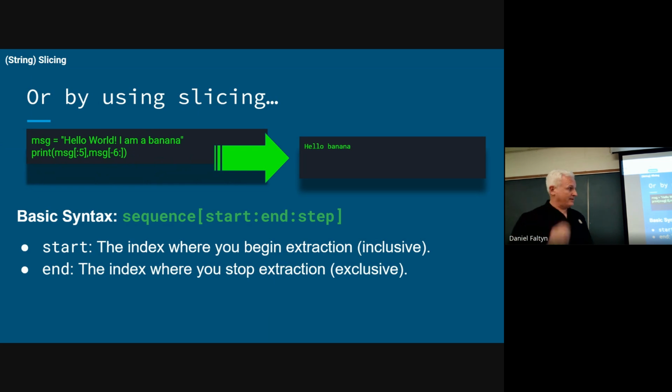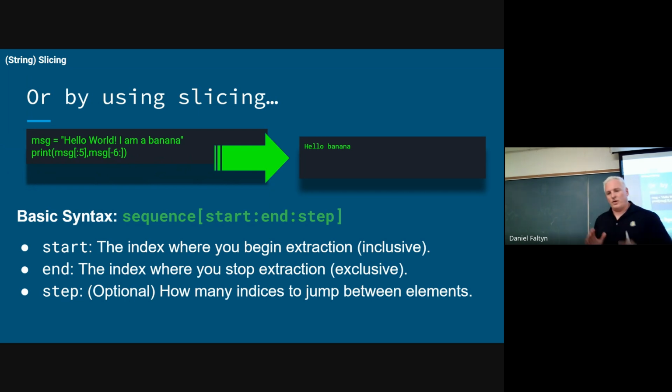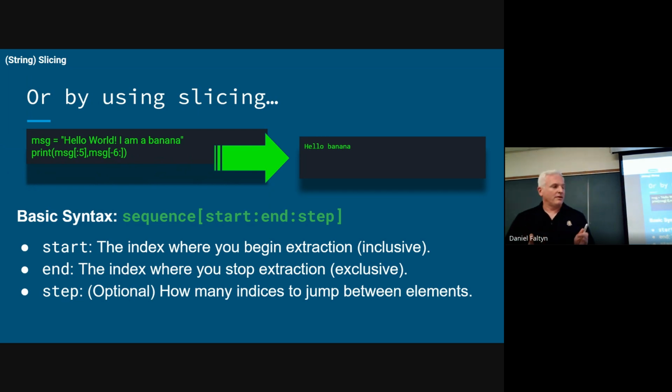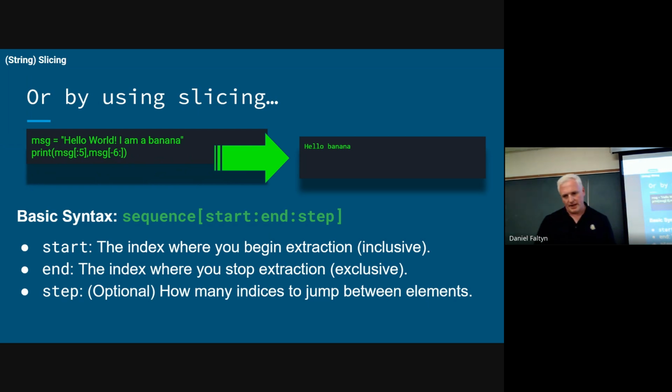It's very consistent with range. So the start is inclusive and the end is exclusive. So if you have a string that's length 5, right? If you say 4, it's going to give, if you say 5, it's going to give you the 4 characters that you need. And we'll look at that in the code samples.